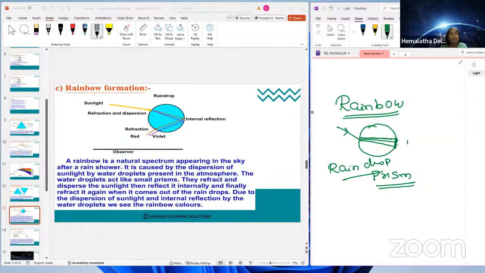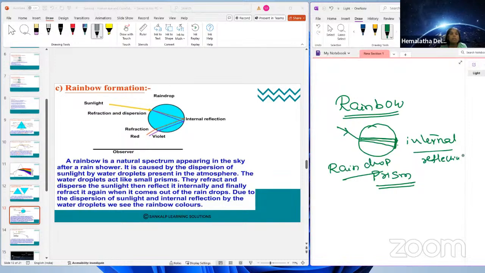Total internal reflection takes place. Total reflection also takes place at this place. This is a transparent, smooth surface, the raindrop, so it acts like a glass surface mirror. Here, internal reflection takes place.